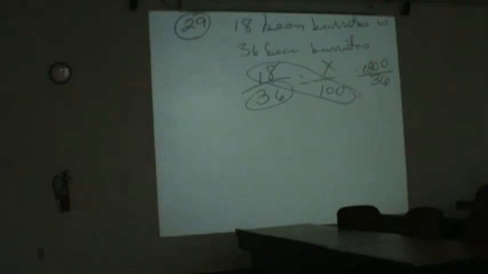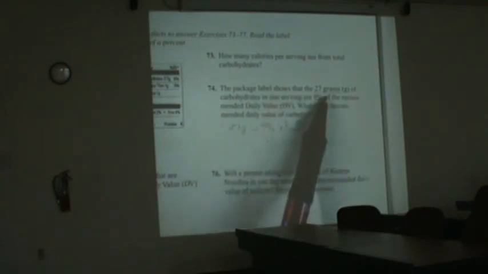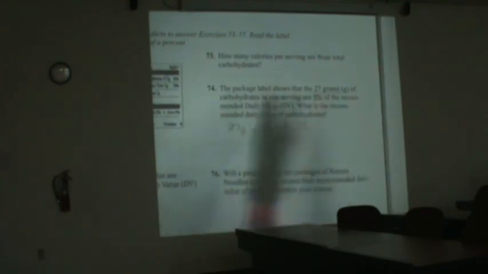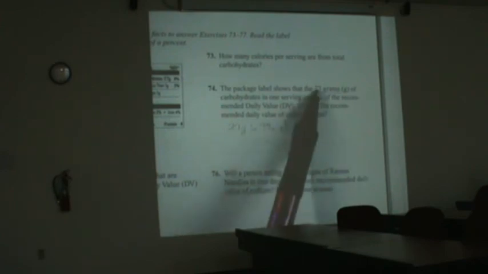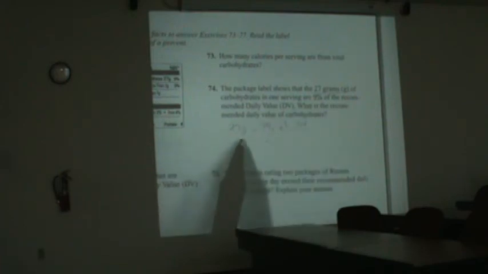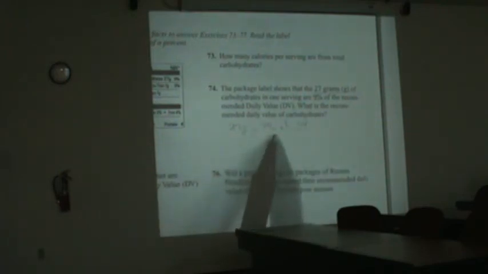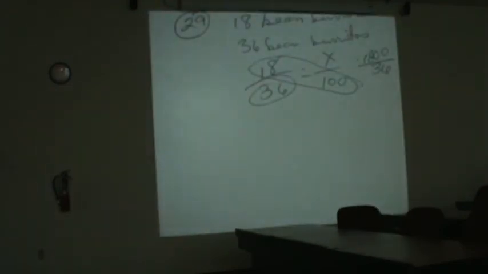Okay. Guess we might as well keep going. There's another one here you may need help with. The package label shows that there's 27 grams of carbohydrates in a serving of 9% recommended daily value. What is the recommended daily value? Well, 27 grams is 9% of the recommended daily value. So that's how you find daily value. Okay? Rest of the word problems you can check for yourself.